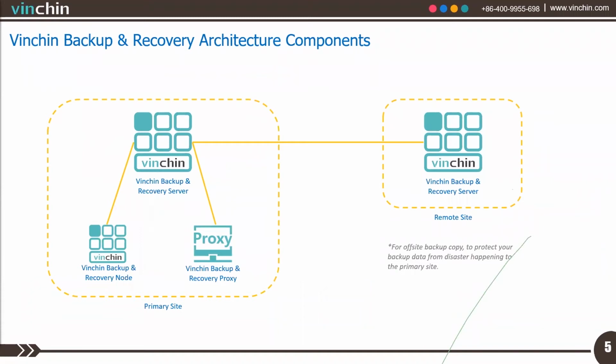Here, let's take a look at Vinchin backup and recovery architecture components. In this example, there are 2 sites, the primary site and the remote site. On the primary site, Vinchin backup server, backup node, and backup proxy have been deployed. On the remote site, only the Vinchin backup server has been deployed. The remote site Vinchin backup server is used for offsite backup copy storage only. So let's focus on the primary site.